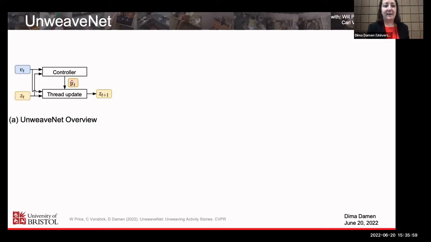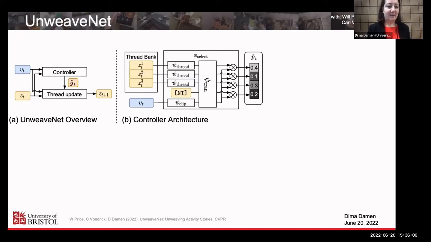And this ended up being something very similar to what we've all learned in maybe year one of computer science. So we have basically a model that has two things. It has a controller. It decides what to do with the current clip. And it has a memory, which we call the thread bank. And these two together produce an estimate of what you want to do with the next step.